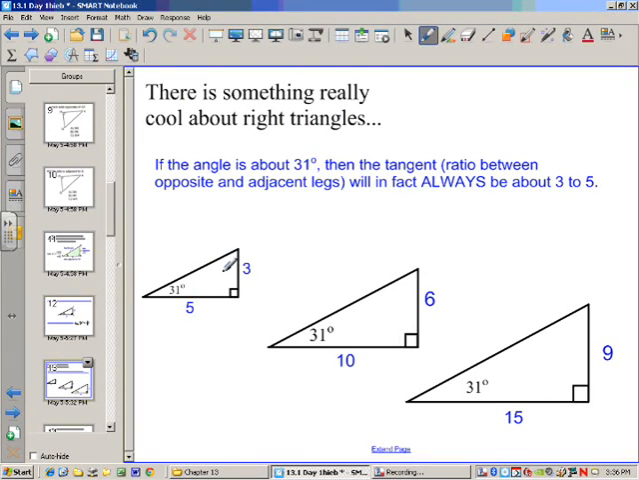Now, if we expanded this, the tangent of 31, if it gets bigger, until this side was 6, this side would be 10, this would be 9 and 15. Hopefully you see that all three of these are similar triangles. And if we just know 90 and 31, they have to be similar because of the angle-angle conjecture. So this 3 over 5, which is 0.6, will be the ratio here on every triangle that has a 90 and a 31.